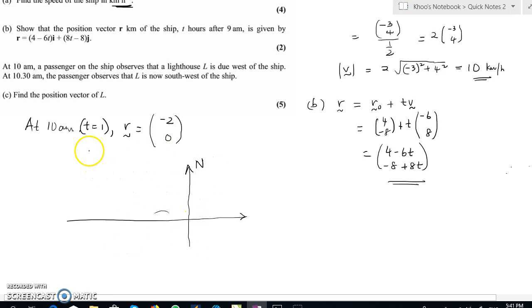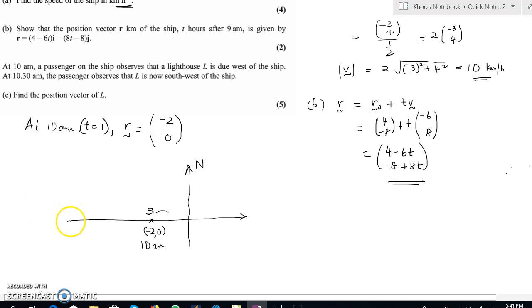Okay, the ship at 10 a.m. is somewhere over here on the negative side of the x-axis. So just label it as a coordinate -2, 0. Put the time there at 10 a.m. So the ship is here, basically the ship is in this position.